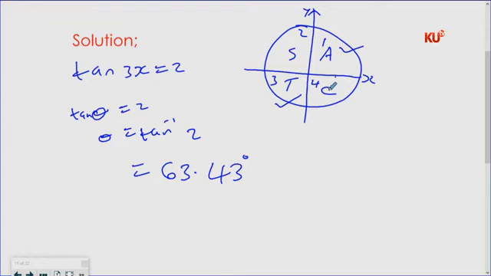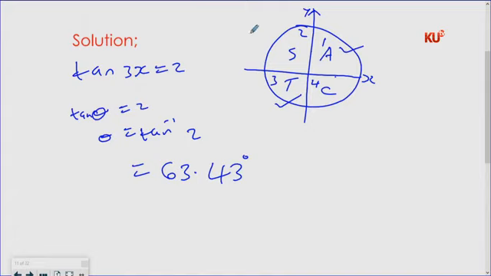Same to the fourth quadrant, it will give us negative. And that is not the case for our 2 here. Our focus is on this particular 2. 2 is a positive value. That is why we need to focus on the first quadrant and the third quadrant.